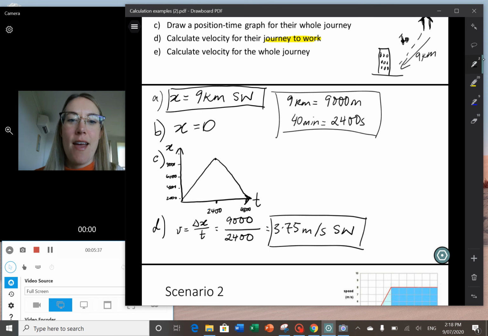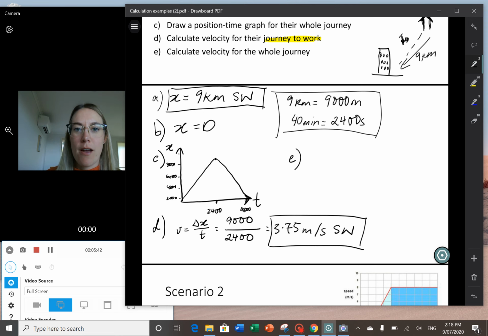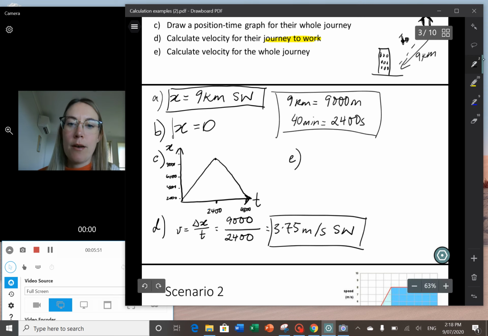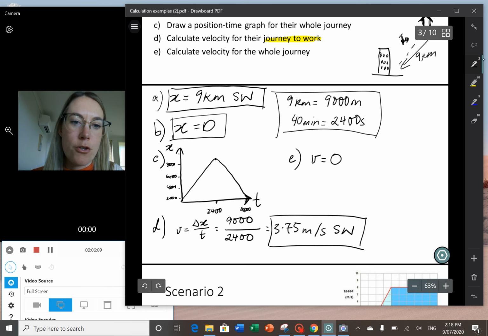Okay. And our last one, calculate velocity for the whole journey. As I've said previously, velocity is a vector quantity, so we're talking about magnitude and direction. And as we talked about in part B, when I said that displacement is also a vector quantity, since we've finished where we've started, displacement must be equal to 0. We can say the same thing about velocity here. There is no change in direction. There is no directional change because they've finished where they started.